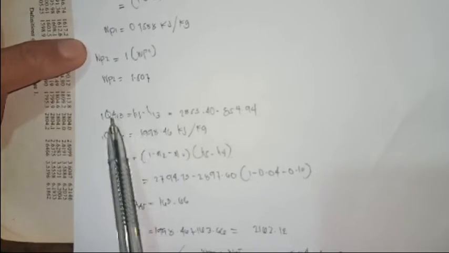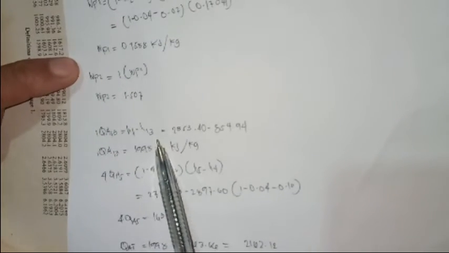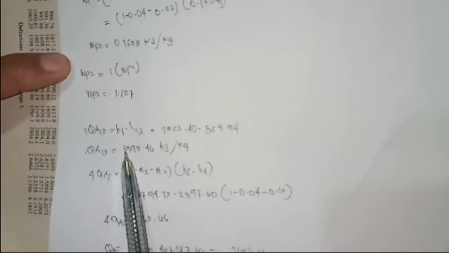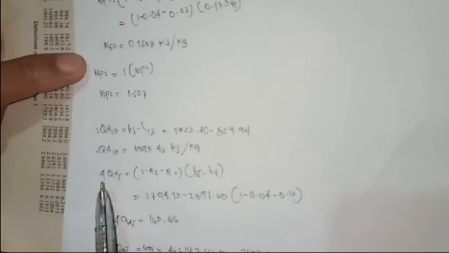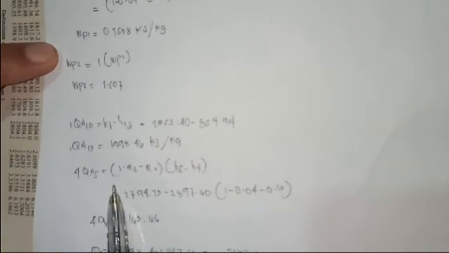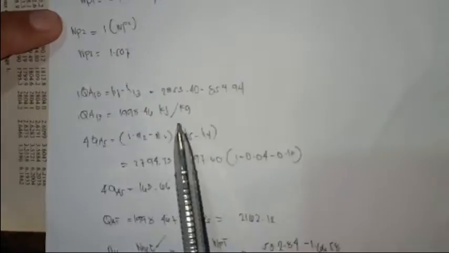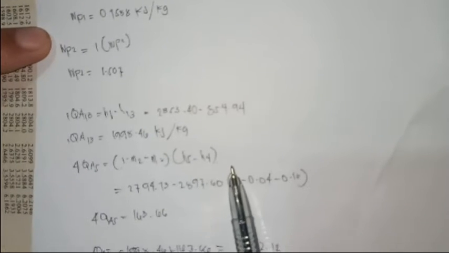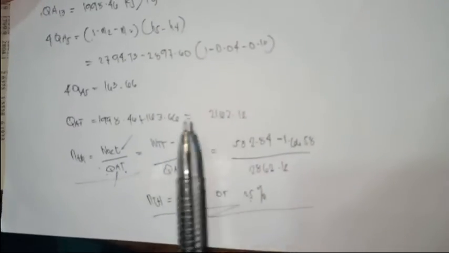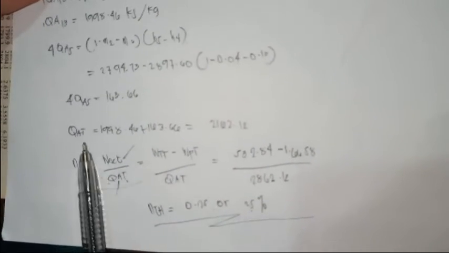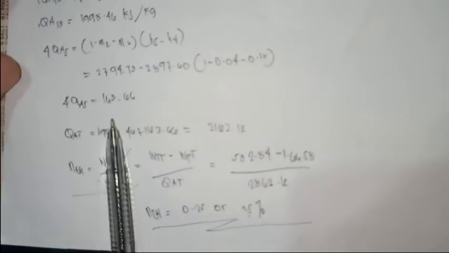Next is the heat added, which is equal to H1 minus H13. So we have 1998.46 kilojoule per kilogram. Then from heat added 4 and heat added 5, we have the formula 1 minus mass 2 minus mass 3 times H5 minus H4. So we have the value of 163.66.